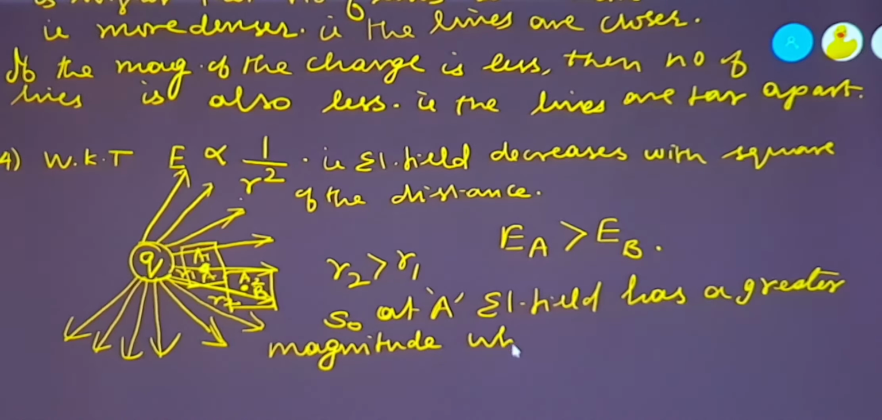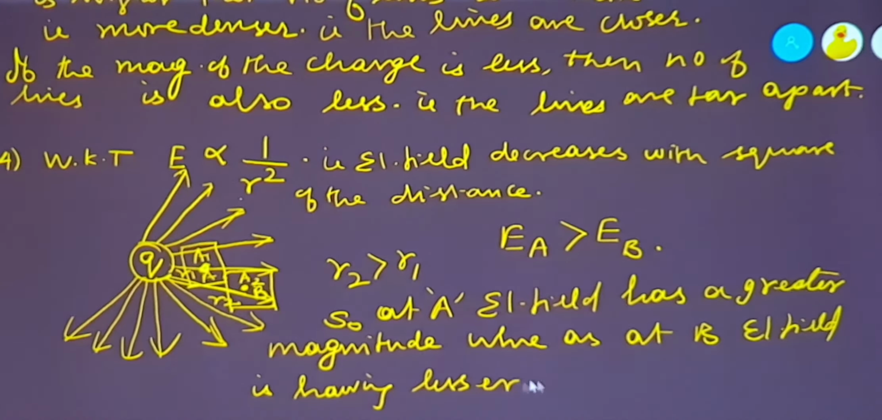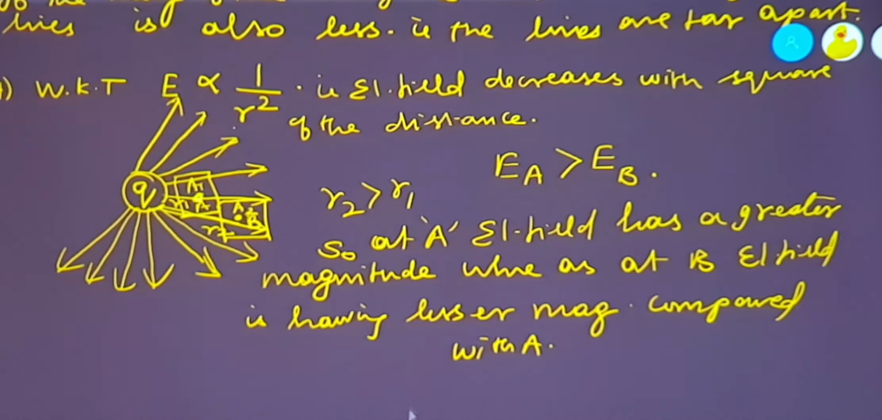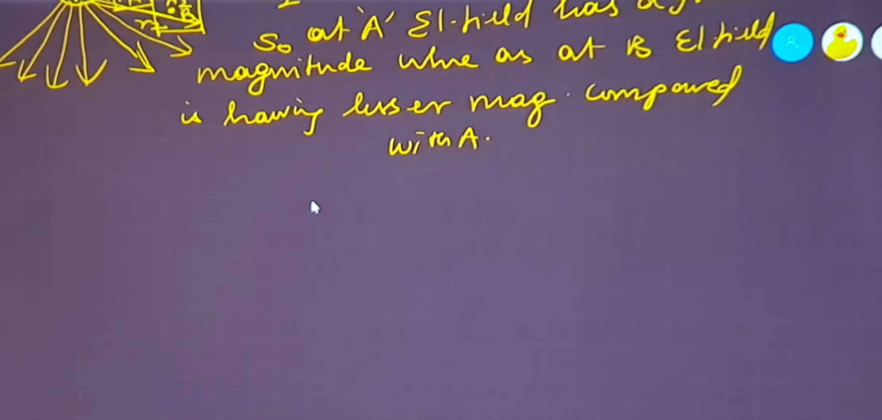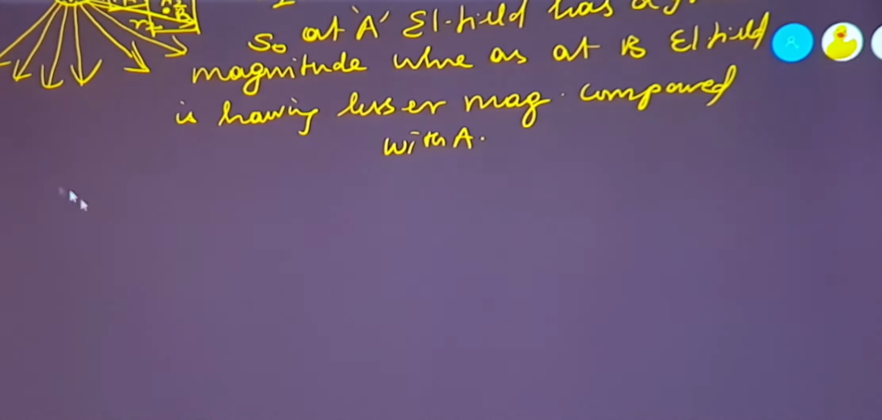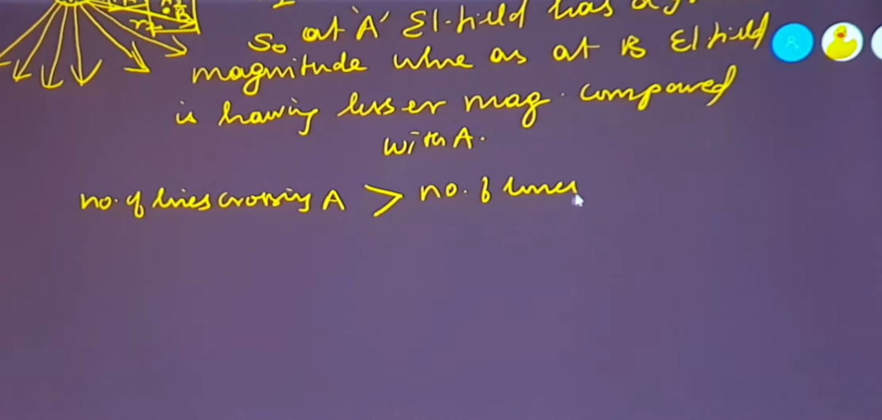Whereas at B, the electrical field has a lesser magnitude compared with A. As the distance goes on increasing, the electrical field goes on decreasing. If the electrical field decreases, the electrical lines will also decrease. So, the number of lines crossing A will be greater than the number of lines of force crossing B. Clear? So, this is point number 4.